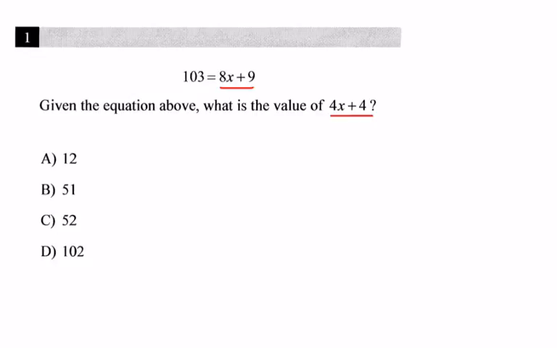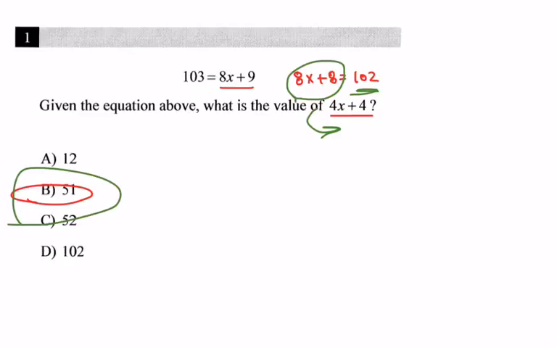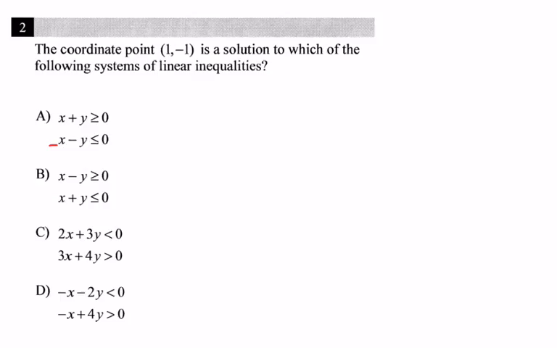Wait a minute. Those two seem to be very similar, except that 8x plus 9 is not quite double of 4x plus 4. We can rewrite that as 8x plus 8, which is double, plus 1. And then we realize that 8x plus 8 must be equal to 102. And then we take half of that, therefore our answer should be 51. All right, let's move on to the next question.